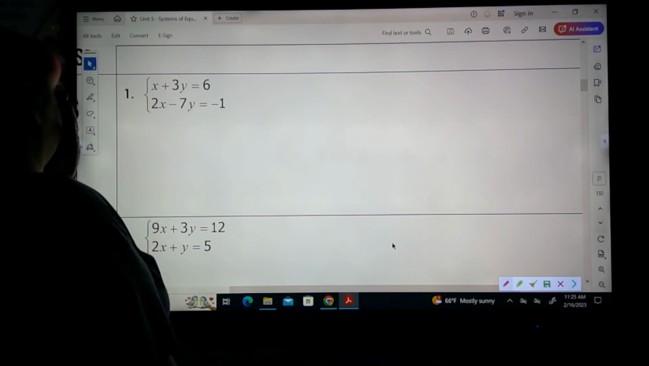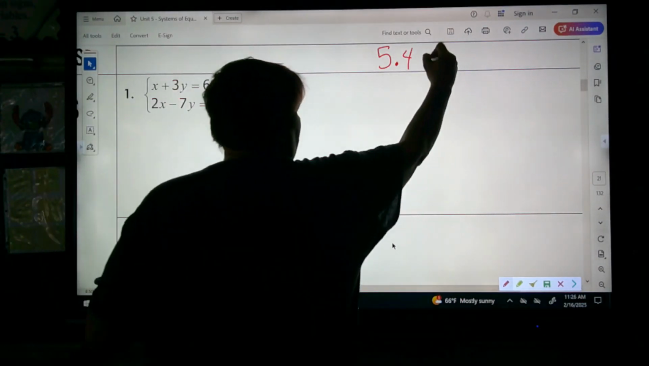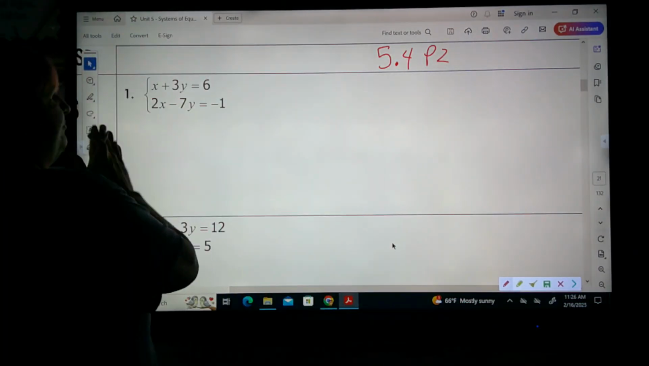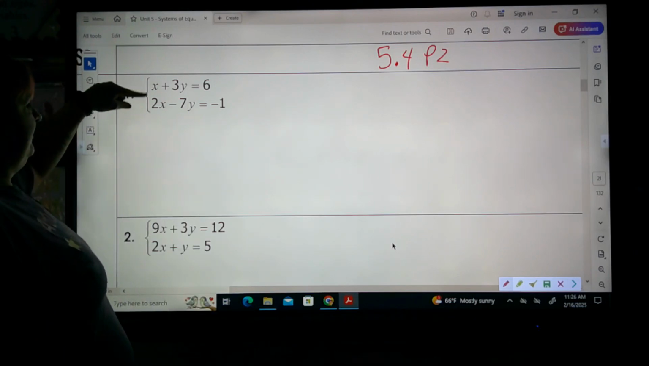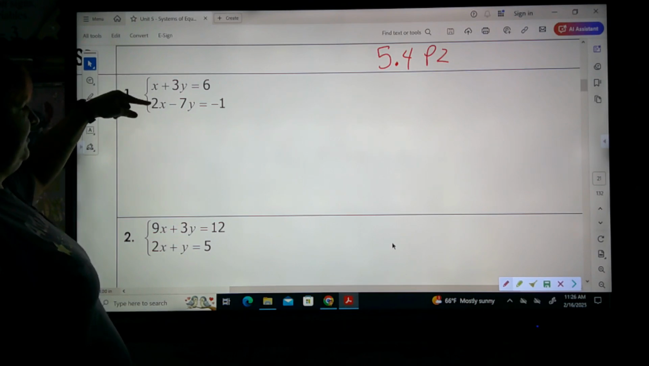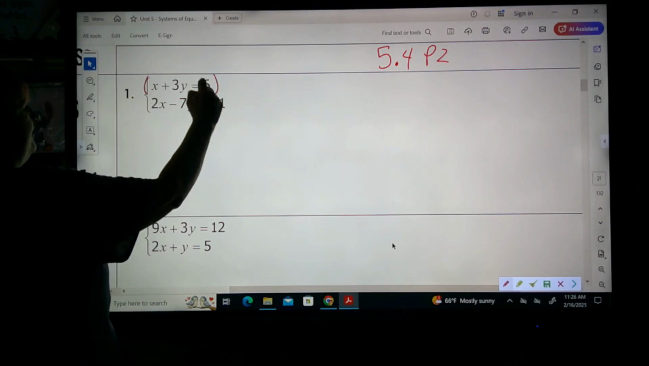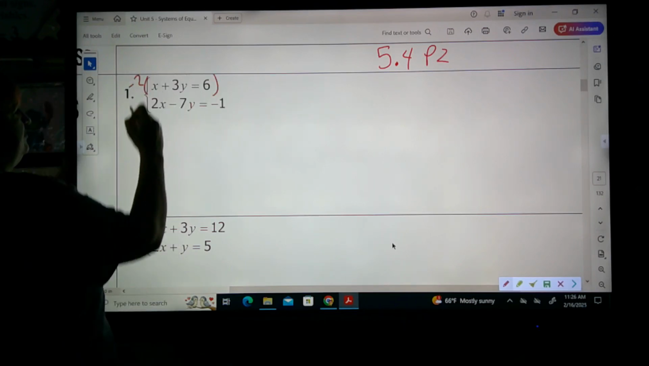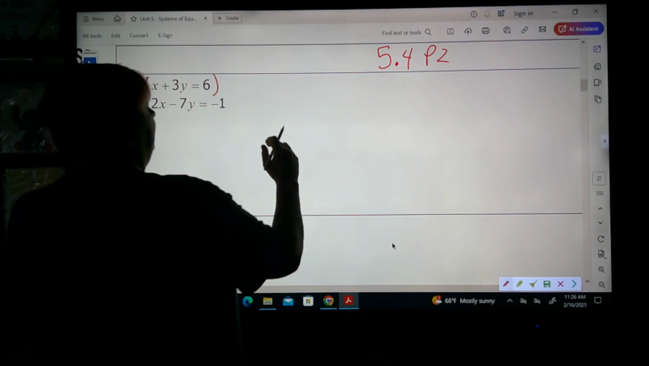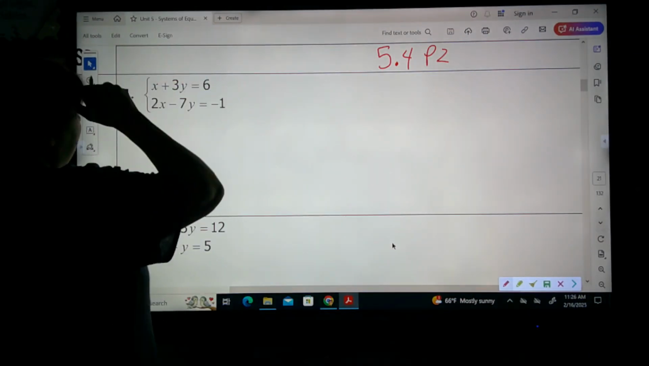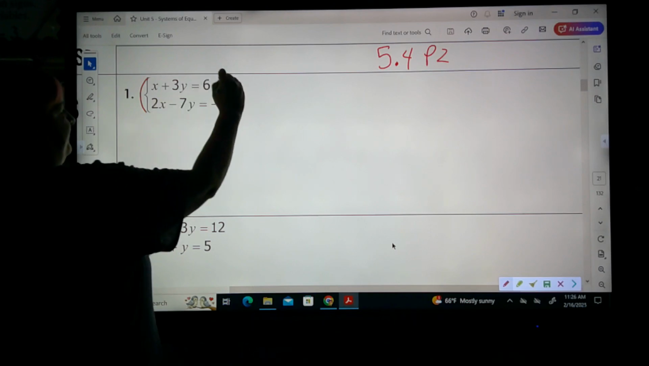Work with me, alright? Remember, we're on 5.4, part 2. Part 2 of elimination method. Alright, so there's not a common coefficient. So I could either multiply this top one by -2 so that they would have a common coefficient, or I could multiply them both by each other, right? So they would have a common coefficient, right?